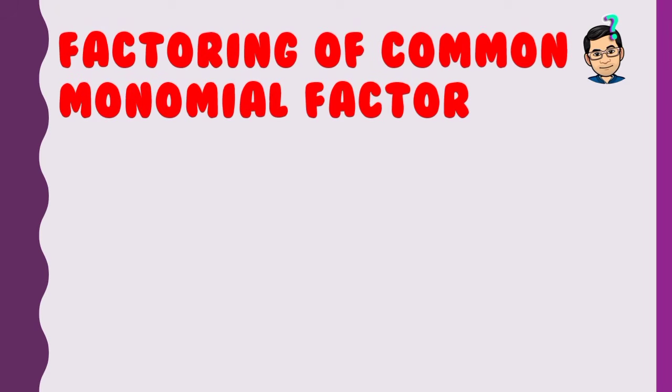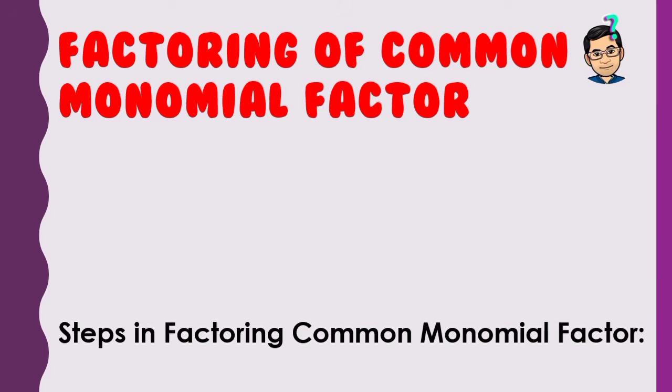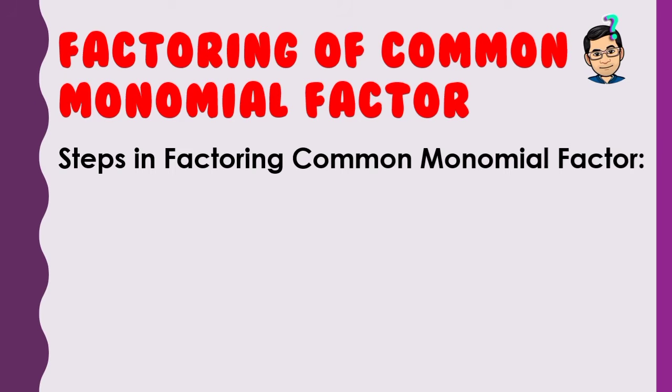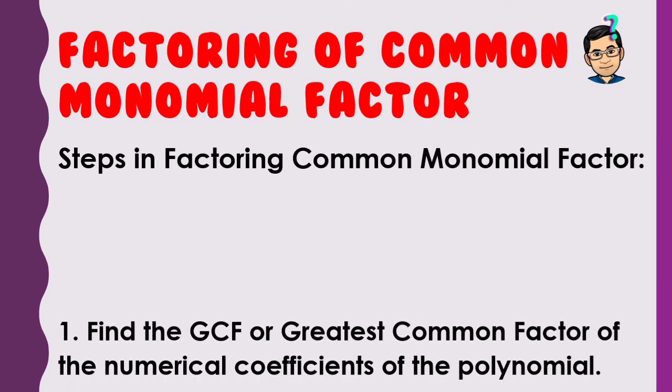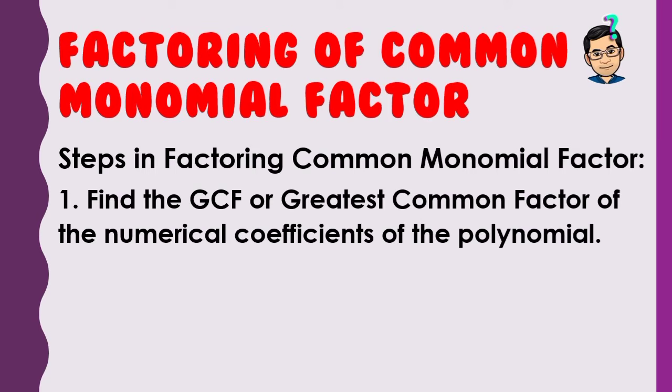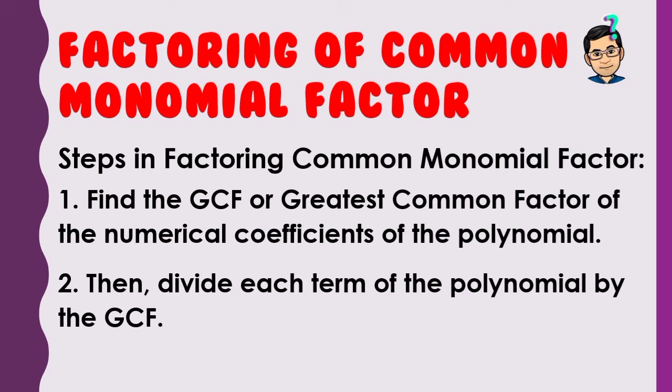Now, factoring of common monomial factor. So, this is the first type of factoring. So, here are the steps in factoring common monomial factor. First, we have to find the GCF or greatest common factor of the numerical coefficients of the polynomial. Second, then, divide each term of the polynomial by the GCF.